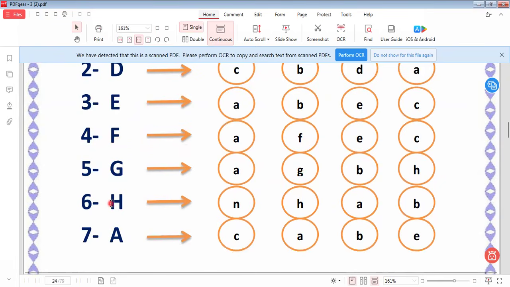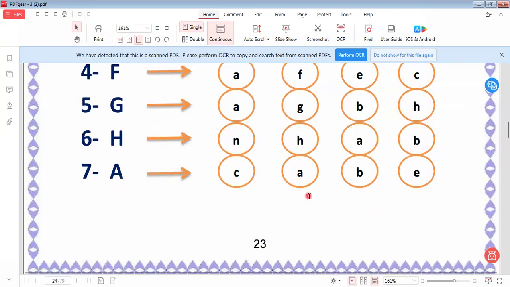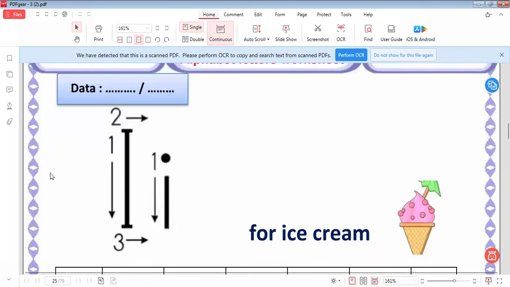Capital H, where is small h? This is capital H, and this is small h. Capital A and small a is this one. Okay. So here is capital I and small i. How can I write capital I and small i? I for what? I for ice cream.